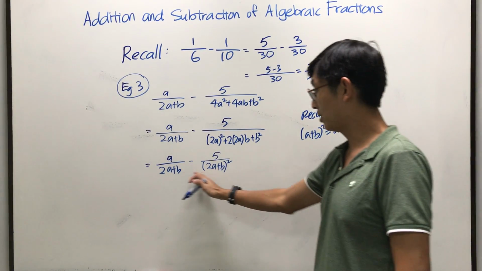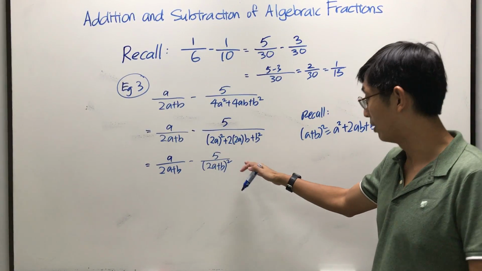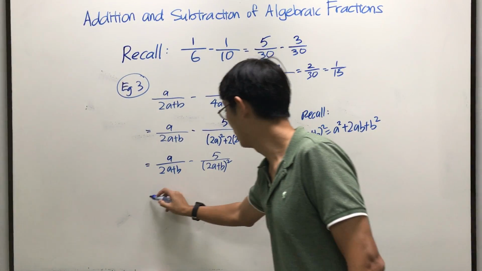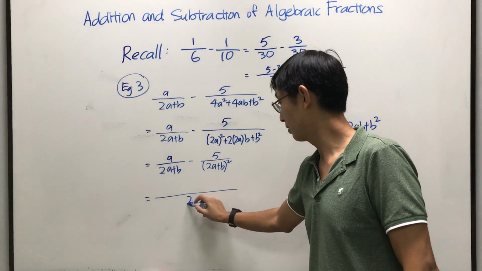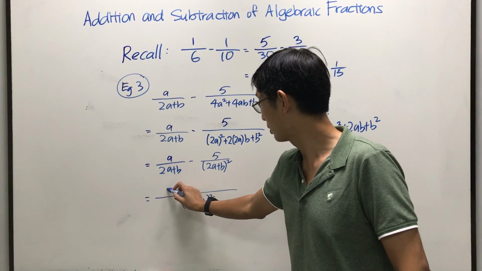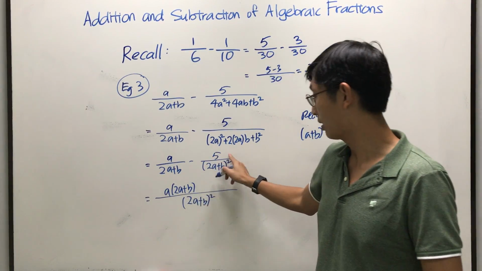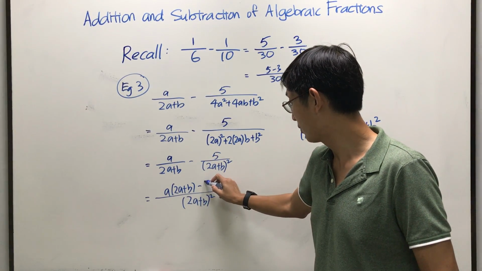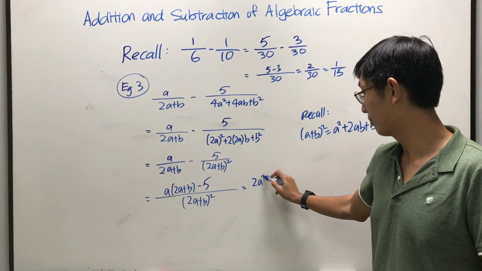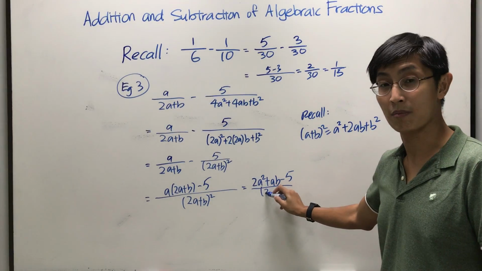And now from here, you can see that both of them do have a factor in common. So the LCM is not found by multiplying both together. In fact, the LCM is just (2a plus b) squared. So the only thing to change over here is the first term. And that is achieved by multiplying the first term by 1 copy of (2a plus b). The second term's numerator 5 stays. So that just simplifies to (2a squared plus ab minus 5) divided by (2a plus b) squared.